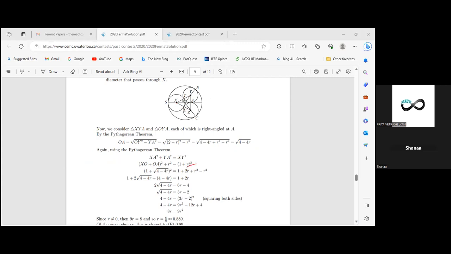So we just have to expand this using (A plus B) whole square. That will give you 1 plus 2R plus R square. And (XO plus OA) the whole square will give you, what is XO? XO is 1. OA the whole square is this one, and you have plus R square. This they are taking on the other side, you have minus R square here, so this and this will cancel. You get 1 plus 2R.